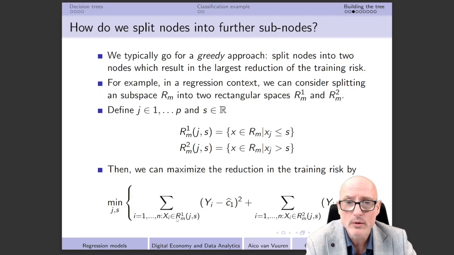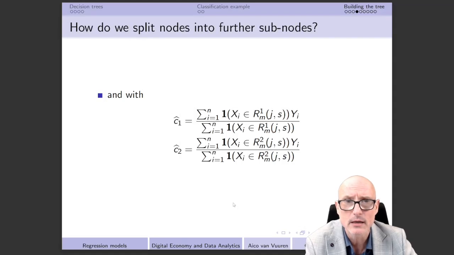Among the observations in R1mjs, it's simply yi, the observation, minus the prediction that we're going to make, and that is in this case C1 hat. What is C1 hat? Well, that's on the next slide. It's nothing else than what we have already determined two slides back. It's going to be the average of yi, but in this case among those observations that are in R1mjs.